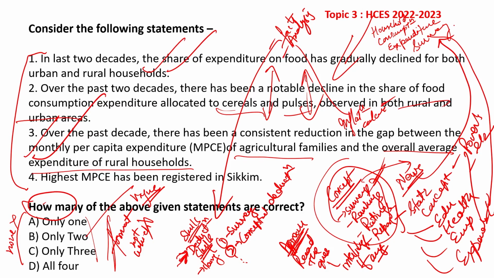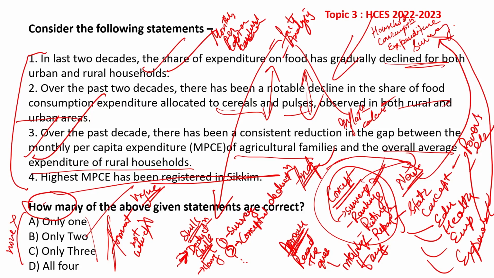Highest MPCE has been registered in Sikkim. So if you look at the MPCE, that is monthly per capita consumption expenditure. Again, this is also a fact which has been corroborated by the recent survey. So when we look at things like that, we need to remember the findings and the concept. The correlation is very, very important. Okay. So in this case, all the 4 statements come out to be correct. Hence, the answer to mark for us would be option D.